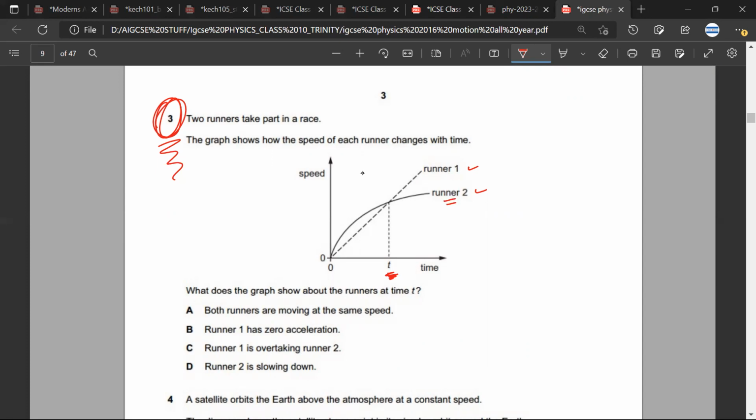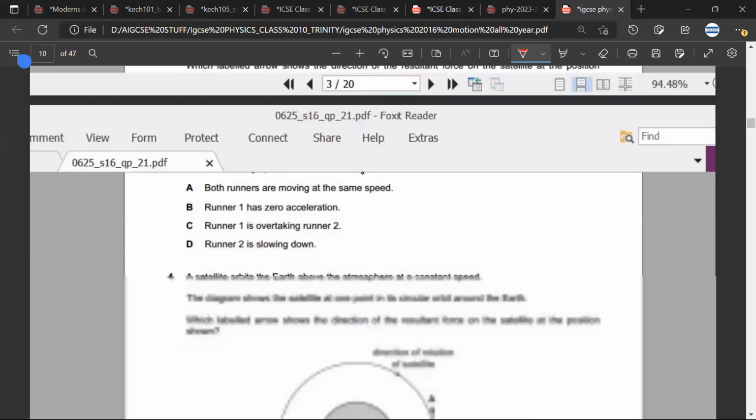See, if we look at runner 2, he starts with greater speed than runner 1. But by this time t, runner 2 has considerably reduced his speed. But runner 1 is constantly increasing his speed. So that is why at this point, runner 1 would overtake runner 2. Is it making sense? Yes, sir. So the best answer that we have is C part. Do we agree to this? Yes, sir. Okay.